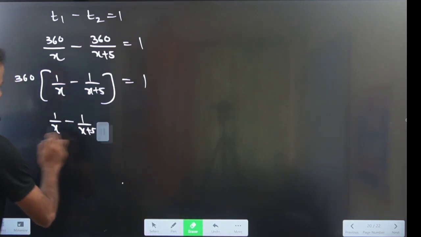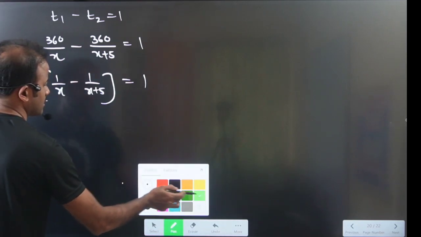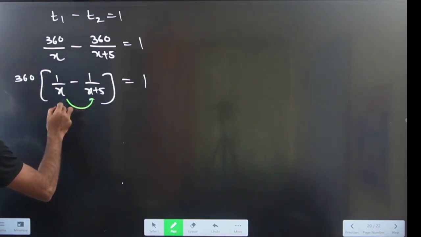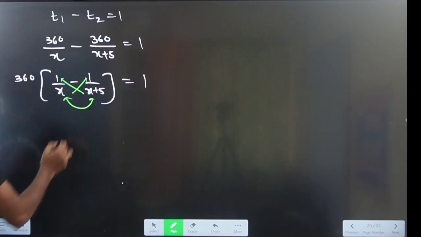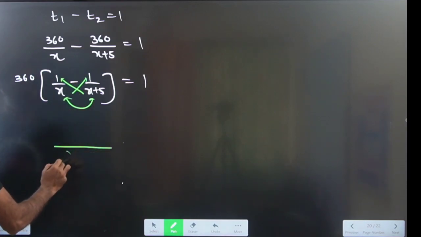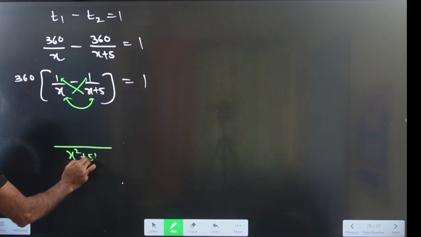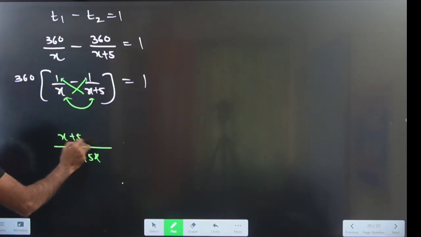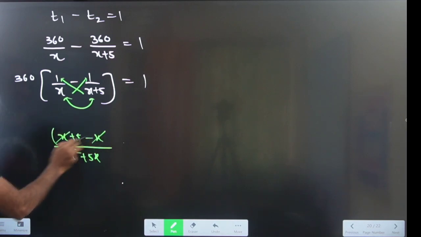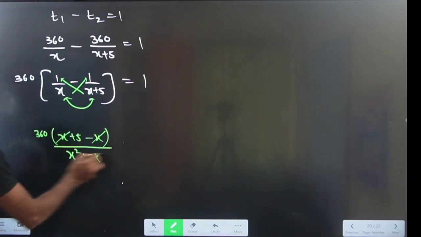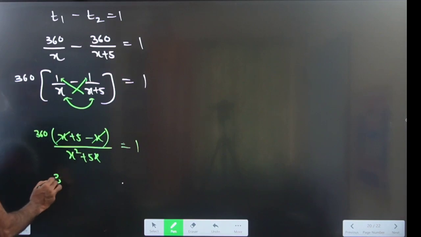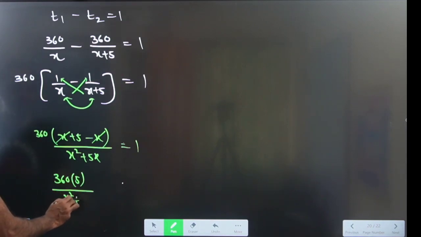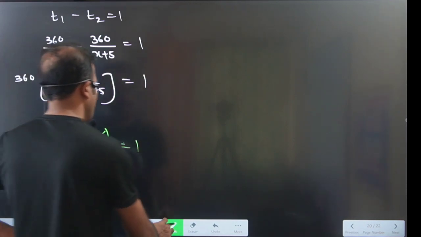Now just do the butterfly method, cross multiply. x into x plus 5 is x square plus 5x. Here (x+5) into 1 is x plus 5, and x into minus 1 is minus x. The x gets cancelled. Then we have 360 into 5 by x square plus 5x equal to 1. Is it clear up to here, everyone?